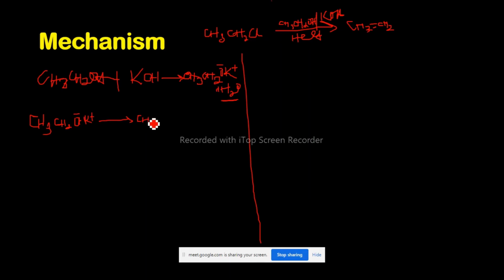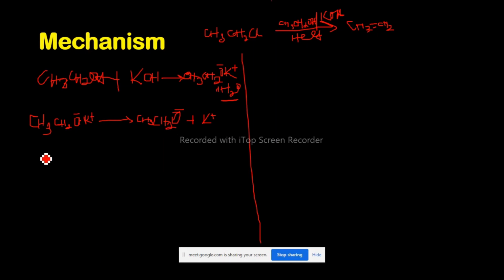The ethoxide ions, CH3CH2O minus, plus the potassium ions. But the potassium ions are not significant in this case. The interest is this ethoxide ion, which is a nucleophile, it is electron rich. Nucleophiles are electron-rich species, but electrophiles are electron-deficient species.